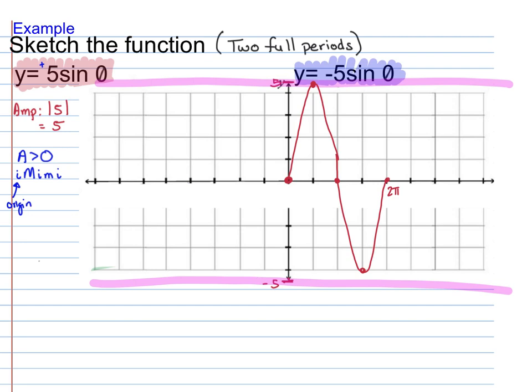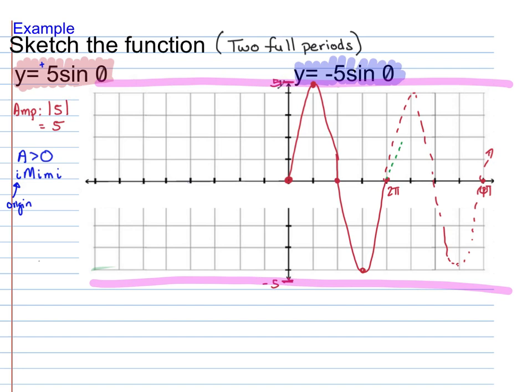Because I'm asking you for 2 full periods or 2 full cycles, that means you're going to do it again, and that would be here. And then at this point, that's 4 pi. Okay, so that right there would be 2 full periods graphed. Again, you can extend it going more this way, but that would have a total of 4 periods in the graph.